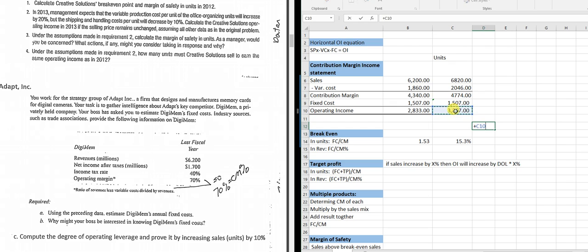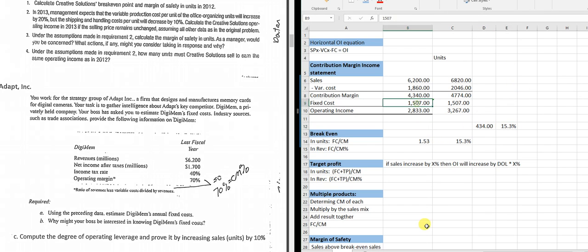So let's see how much it increased. It increased by $434, and $434 divided by 2833 is indeed 15.3%. Okay, so I've just proven that.